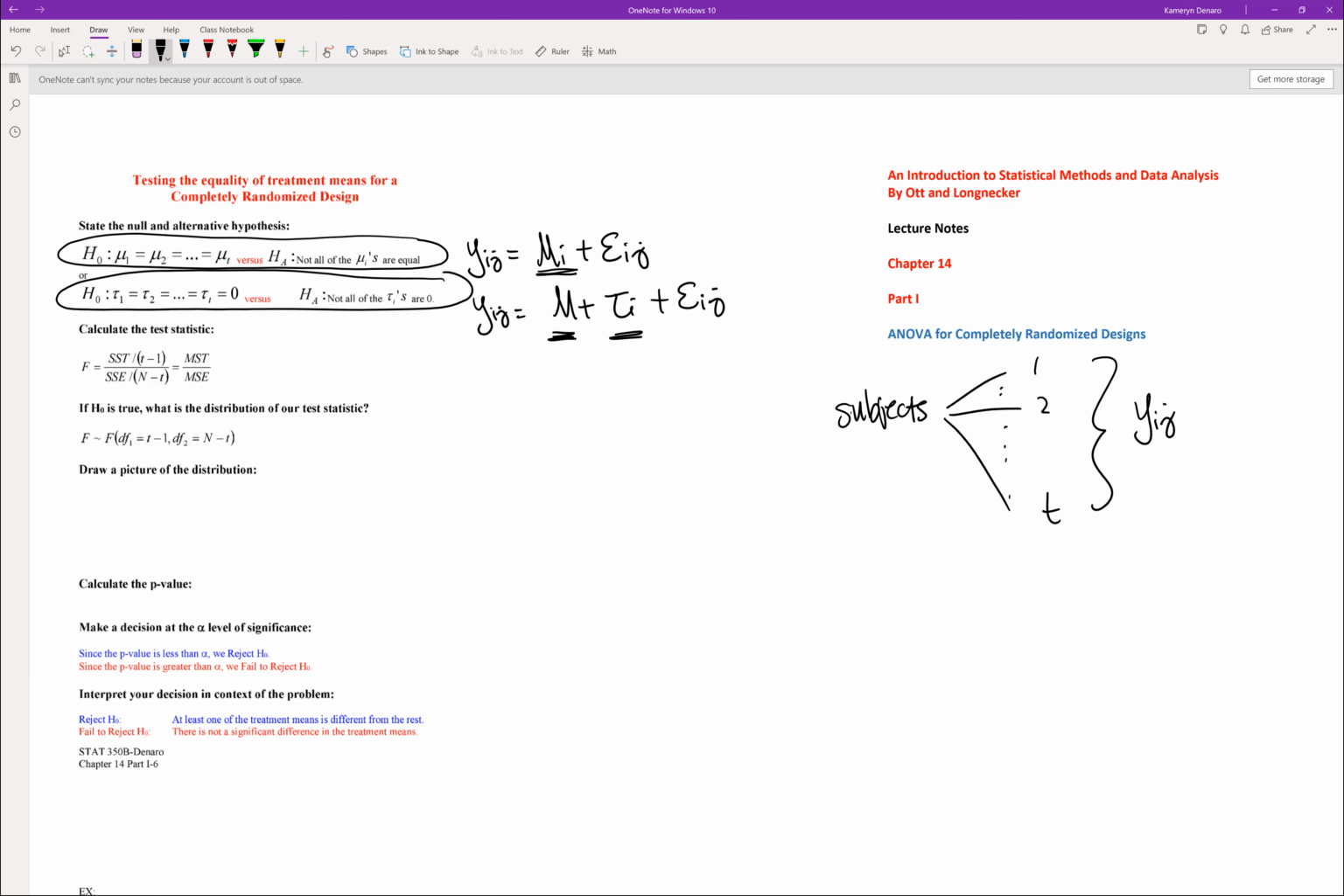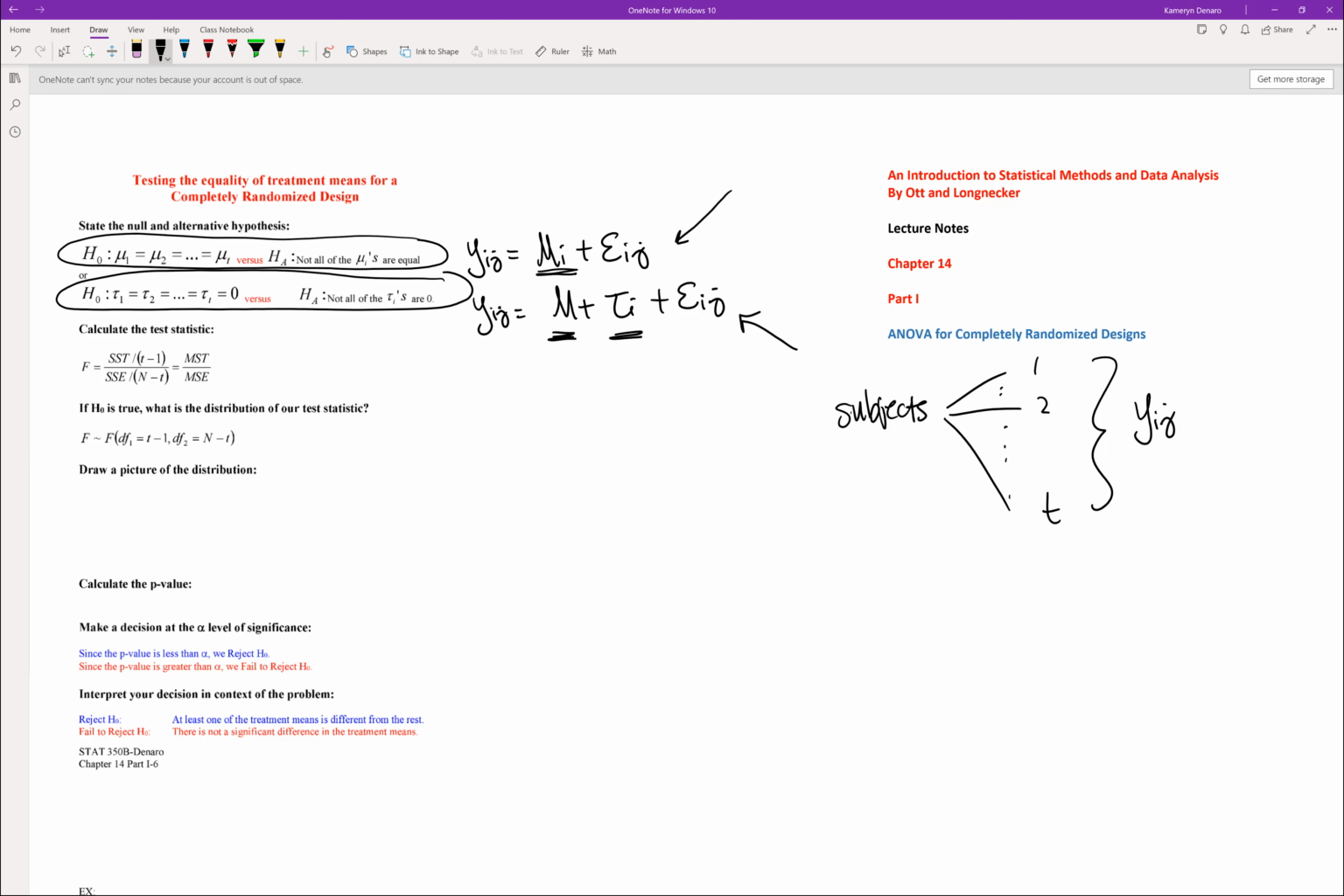In reality, when you do this test, it's exactly the same whether you parameterize your model as I did in the first line or the second line. It doesn't really matter which one you use. The actual carrying out of the statistical test is similar. We're going to calculate an F statistic by taking your sum of squares treatment divided by the degrees of freedom of the numerator, t minus 1, over your sum of squares error divided by n minus t. That's the same as finding the MS treatment divided by the mean squared error.